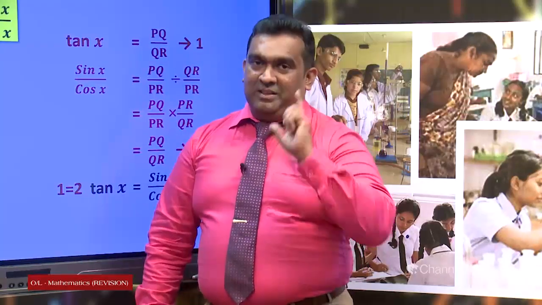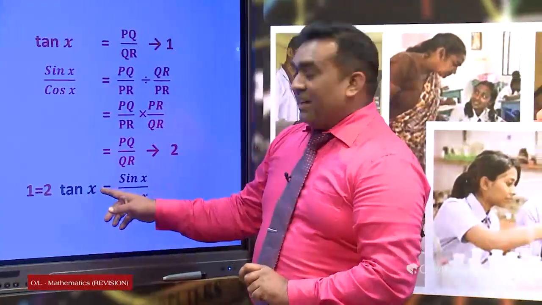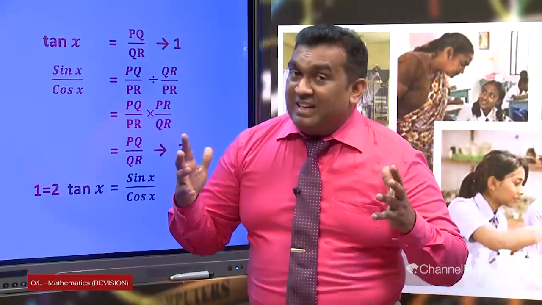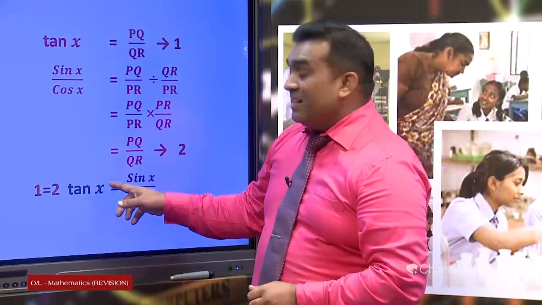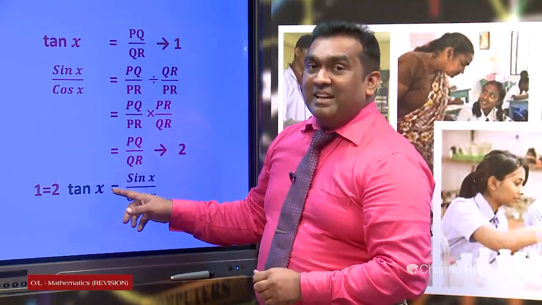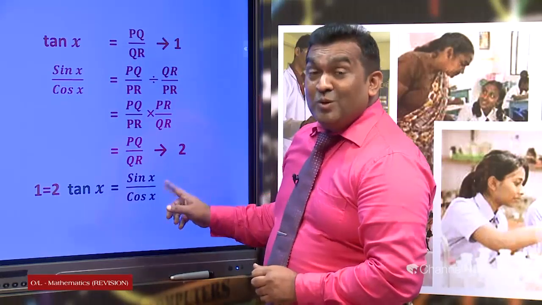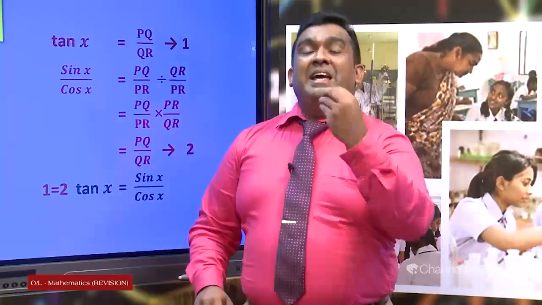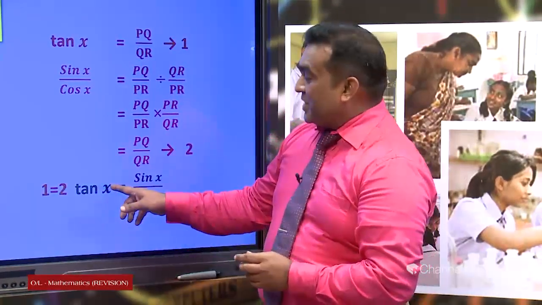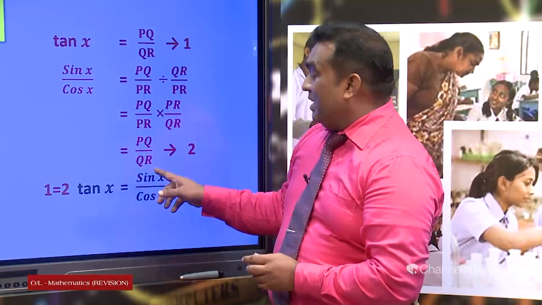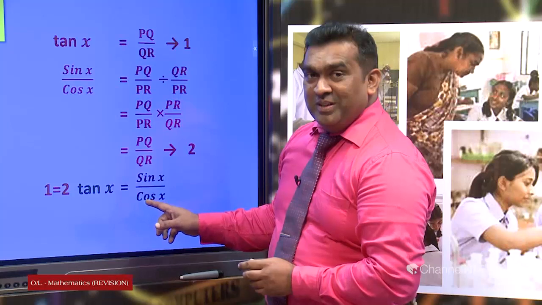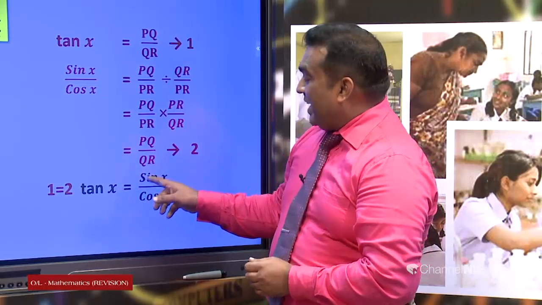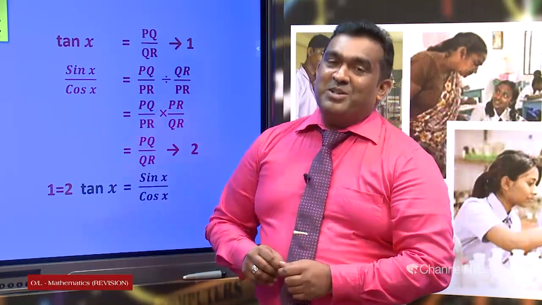Here there is a pattern. You can change the angle. Here I considered angle x. You can consider angle theta. Tan theta is equal to sin theta over cos theta. Or otherwise you can consider sin 30, cos 30, then tan 30. If you consider this as 45, tan 45 is equal to sin 45 over cos 45. If you consider the angle as 120, tan 120 is equal to sin 120 over cos 120.